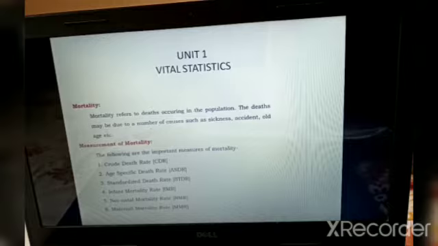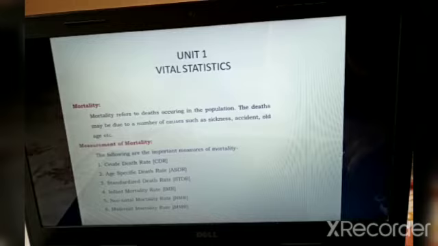Even in fertility we have discussed the measures of fertility. There were 4 measures: crude birth rate, general fertility rate, age-specific fertility rate and total fertility rate. Similarly, for mortality, we have 6 measurements of mortality. The first one is crude death rate, age-specific death rate, standardized death rate, infant mortality rate, neonatal mortality rate, and maternal mortality rate. We shall discuss each of these measurements one by one.